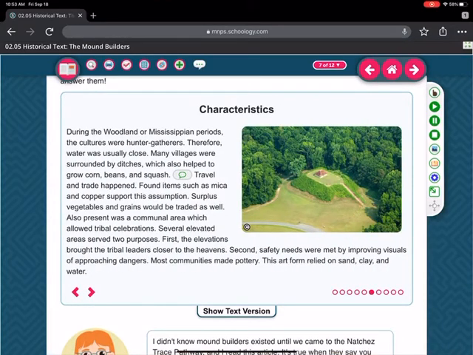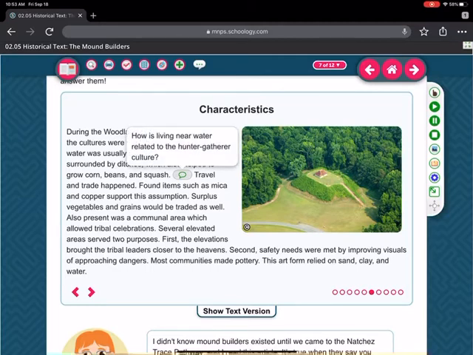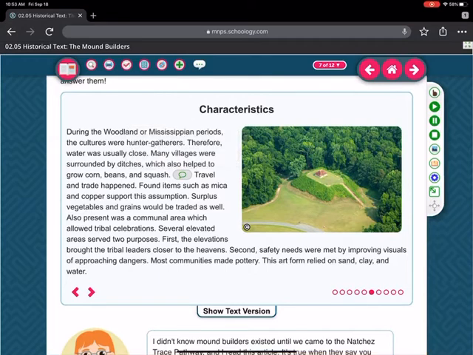Characteristics. During the woodland or Mississippian periods, the cultures were hunter-gatherers. Therefore, water was usually close. Many villages were surrounded by ditches, which also helped to grow corn, beans, and squash. How is living near water related to the hunter-gatherer culture? Okay, how is it related? And I want you to think about if this is explicit information or implicit information. Can you see it in the text, or do you have to think about it and create your own answer?